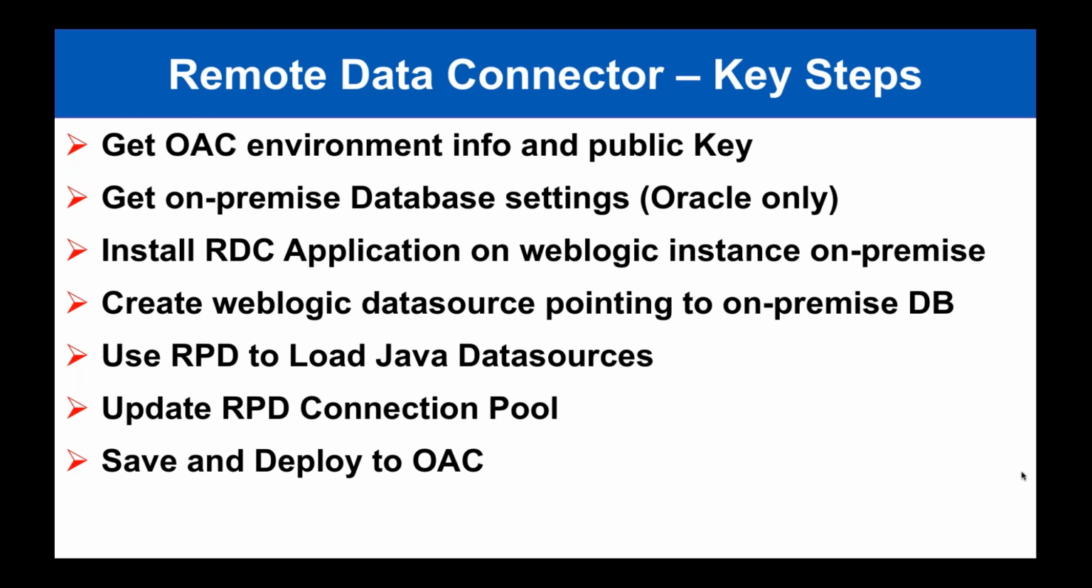So it's important for you to understand that the saving and the deploying of the on-premise RPD to OAC, you can only do that with the enterprise license for OAC. OAC has a standard edition license also, which is a shorter version, and this is one piece that you don't get with the standard edition. So you need to have enterprise edition OAC to be able to deploy your on-premise RPD to the cloud.